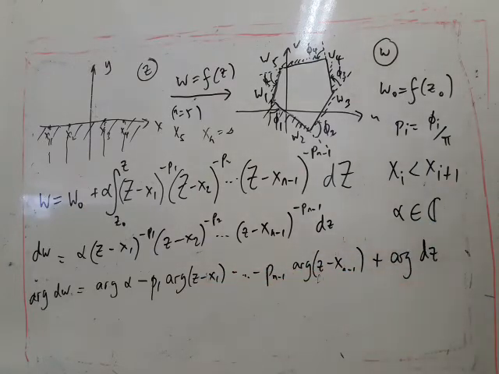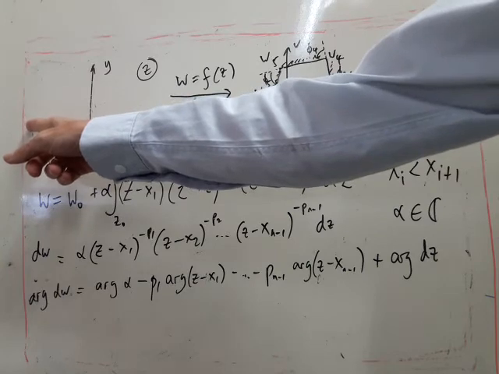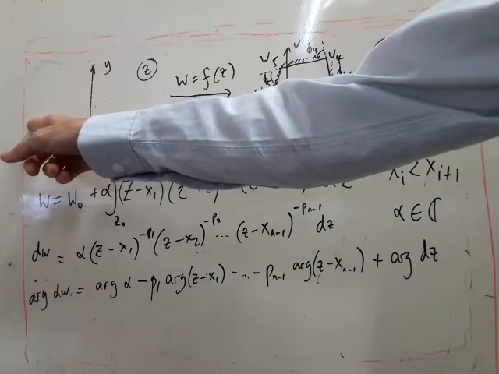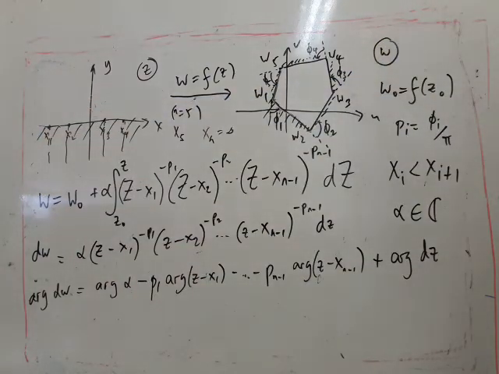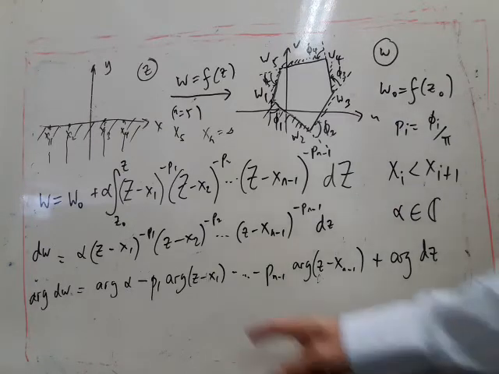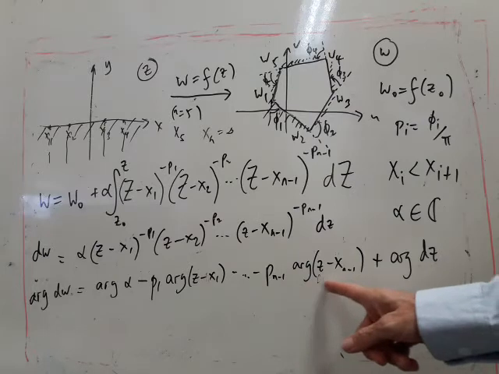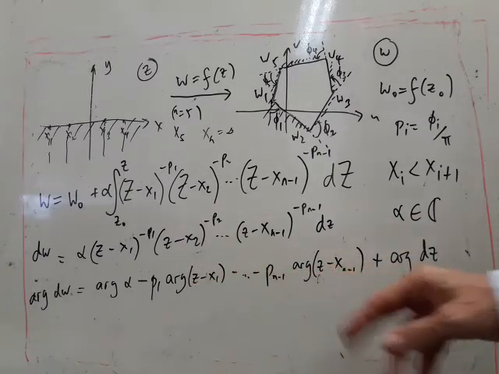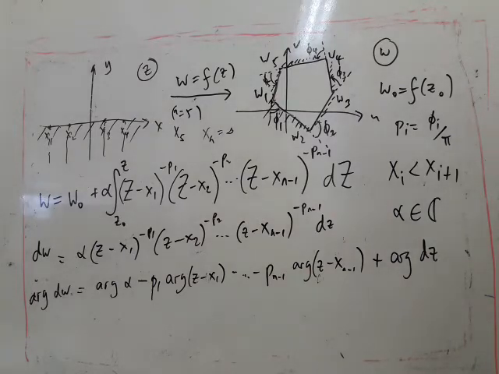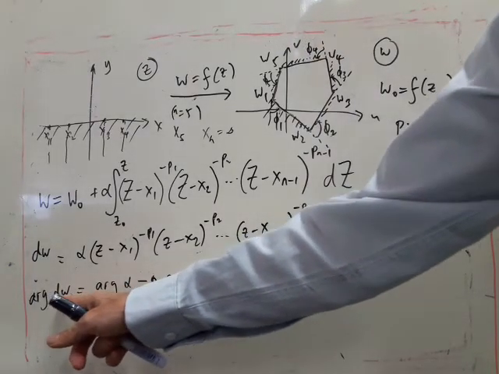So imagine what happens if we start at z equals minus infinity on the real axis, and we just move along the real axis. So when we start at z equals minus infinity, all of these are pi. All of these arguments are pi because these are all basically negative. Then basically the arg of dw.